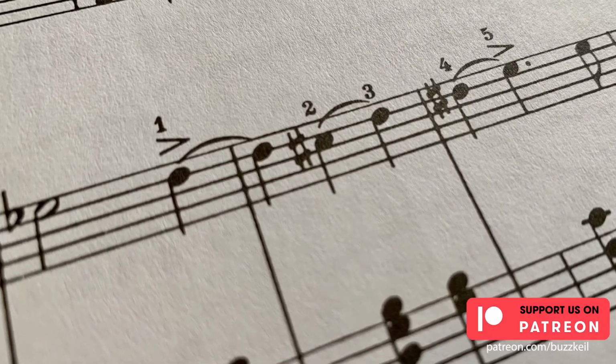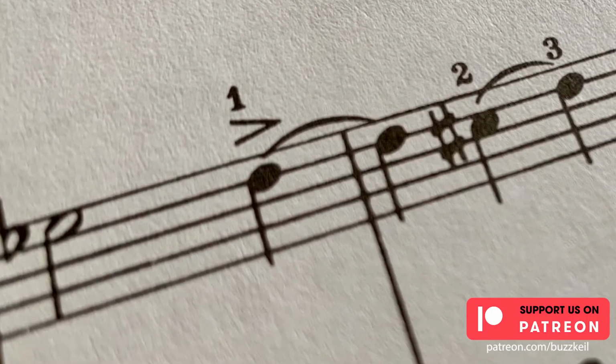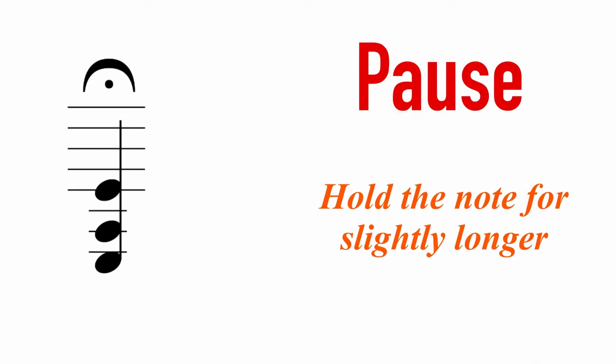Another type of mark written above or below a note head is called an accent. This symbol tells the performer to emphasize the note by playing it slightly louder than the surrounding notes. This symbol tells the performer to hold the note or chord for slightly longer. This is usually found at the end of a piece of music, or sometimes at the end of a melody or phrase.